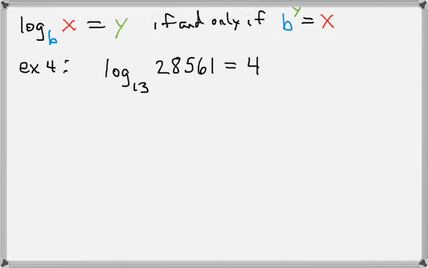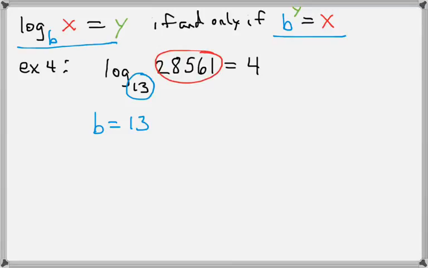Here we have log base 13 of 28,561 is equal to 4. So it is currently in log form, and we want to convert it to exponential. So we first identify our three pieces. Our b is 13. Our x is 28,561. And lastly, our y is 4.